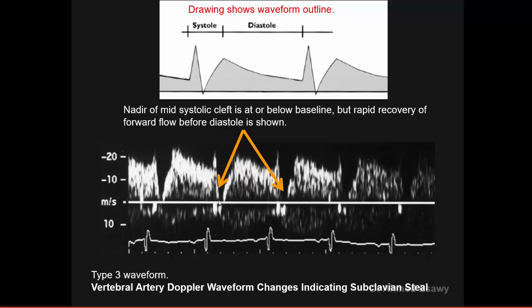Mid-systolic cleft at or below baseline, reversed, but with rapid recovery of forward flow before baseline, as shown. Type 3 waveform, vertebral artery.